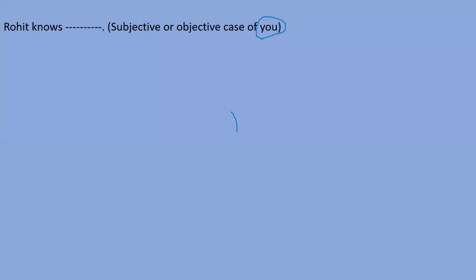So according to this word, you have to fill here. Who will let me know? Let me ask Manishita. Manishita is a good girl and she will tell me, according to you, which pronoun will come here? Subjective case or objective case? Sir, objective case. Yes, your answer is right, but tell me, what is the objective case of you? Manishita, what is the objective case of you? You का objective case क्या है?